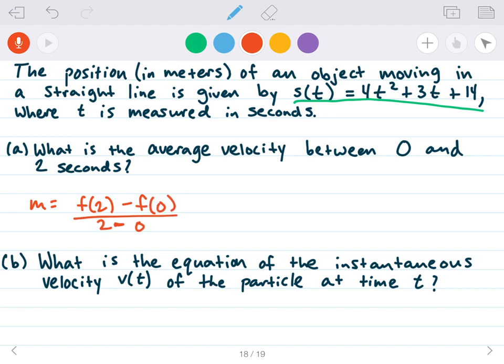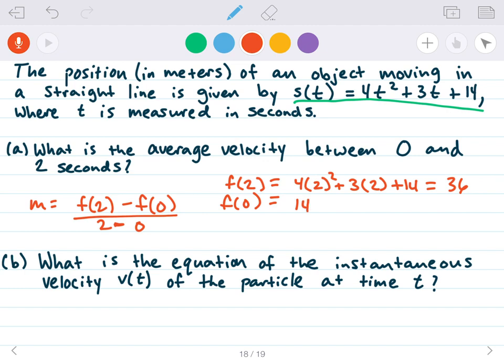And so f of 2, if we plug 2 into our function, we get 4 times 2 squared plus 3 times 2 plus 14. Let's see what that gives us. Okay, so that's going to give us 36. And then f of 0 is going to give us 14 when we plug in 0 for t.